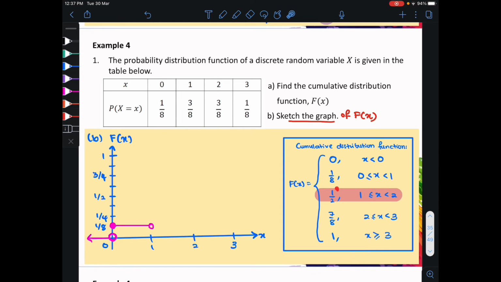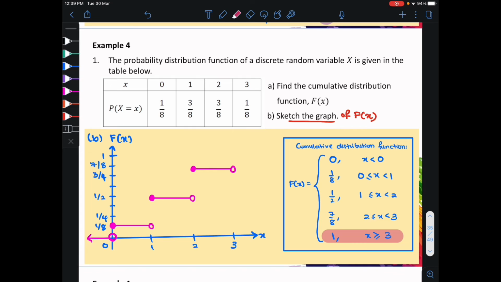Continuing, when F(x) is 1 over 2, the range of x is between 1 and 2 where 1 is inclusive. So 1 over 2 is here, so we're going to have a dense circle at x equal to 1, empty circle at x equal to 2 with a straight line connecting the two circles. The fourth one, F(x) is 7 over 8 and x is between 2 and 3 where 2 is inclusive. So 7 over 8 is here. So we're going to have a dense circle at x equal to 2, empty circle at x equal to 3 with a straight line connecting the two circles.